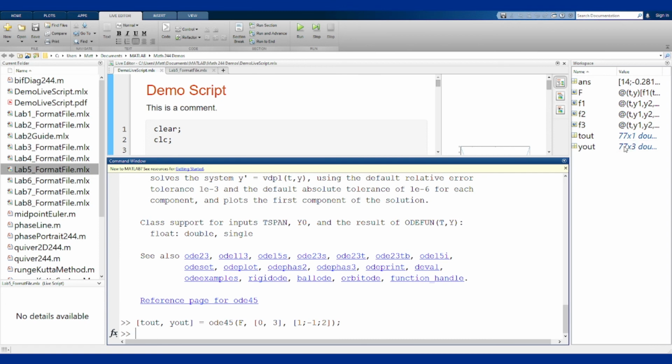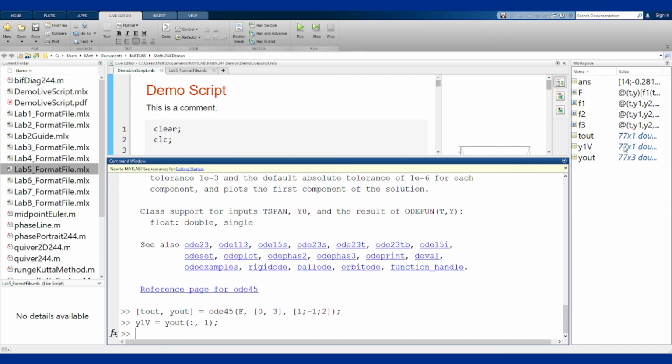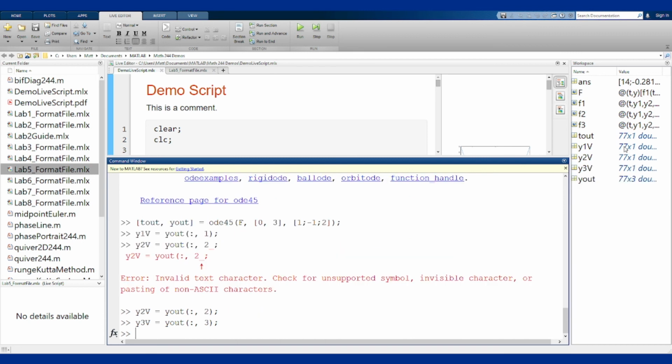So if I wanted to plot these, I can extract those out. I can say that my Y1 values are going to be Y out, take all of the rows, but the first column. And the same for the other two. And then with these, I can do things like plot, analyze, anything that I want. Now that I have the three functions separately, I can draw a plot of all three on the same axis, say, as a function of time.